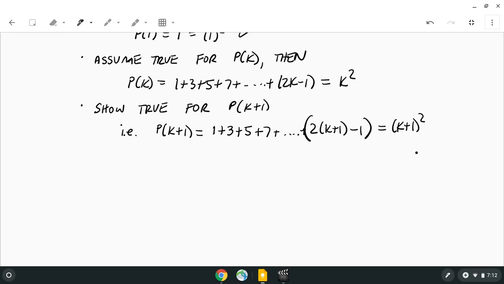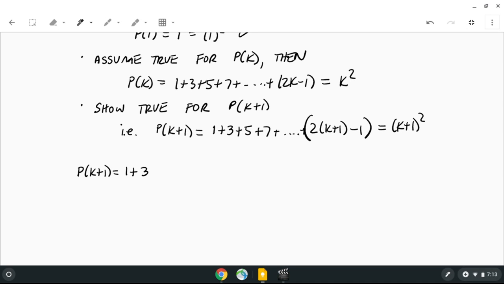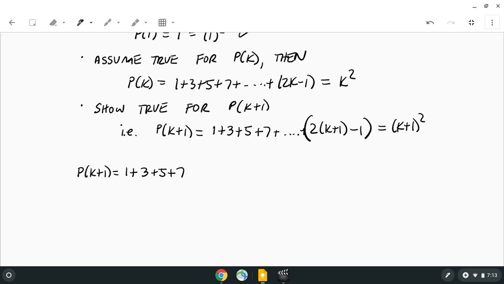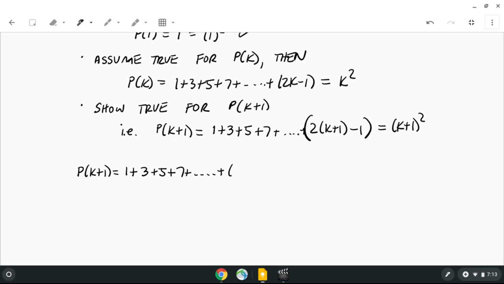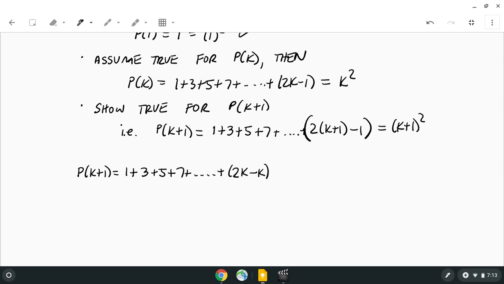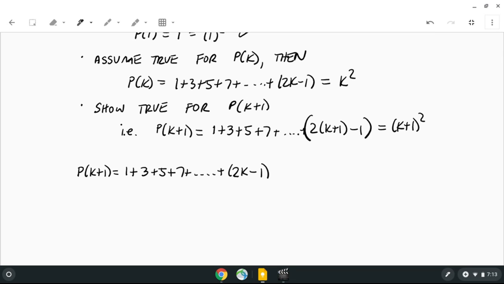Okay, so here's the work. P of k plus 1 is going to equal 1 plus 3 plus 5 plus 7. Remember, k plus 1 is just 1 past k. So what I'm going to do here is write the kth term, 2k minus 1. That's the kth term, the term that comes before k plus 1. And now I'm going to write the k plus 1 term.